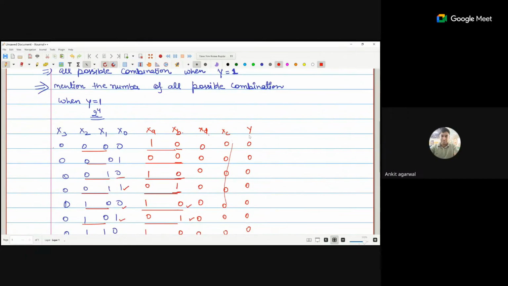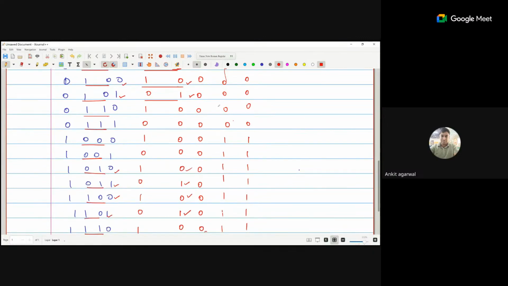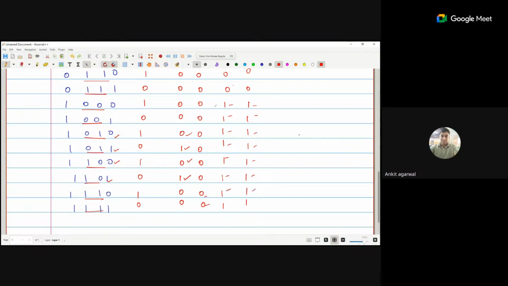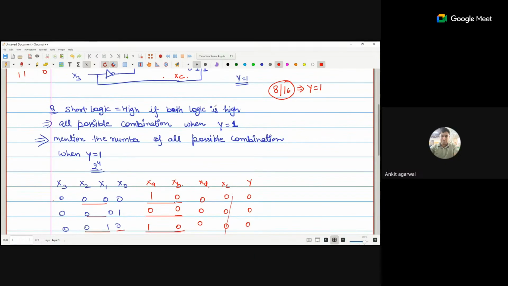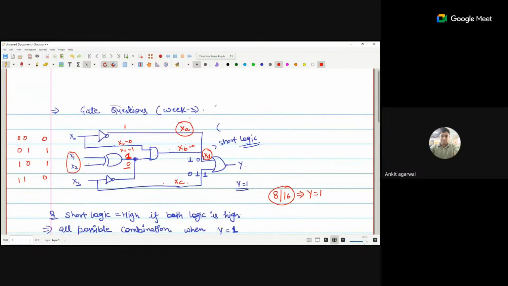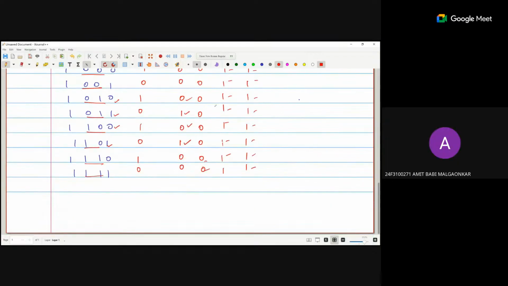Okay, now y is what? The ORing of xd and xc. So xc is basically 1 in these 8 places, so y is also 1 in these places. Okay, so how many possible combinations where y is 1? 8 out of 16. Clear? Yes, sir.